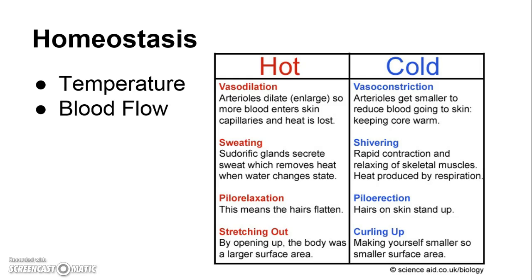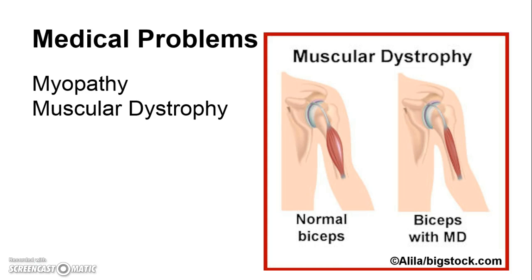Now let's talk a little bit about the medical problems that arise from the muscular system. So myopathy is the general term that refers to any muscle disease, and dystrophy is a specific type of myopathy, and people often get those two things confused. Here's a diagram of what it looks like to have dystrophy versus not having any dystrophy, and you can see the fibers and all are much smaller because you have weaker muscles.